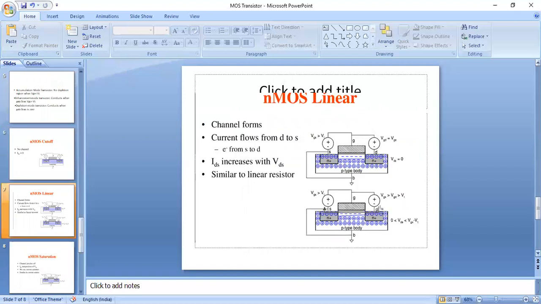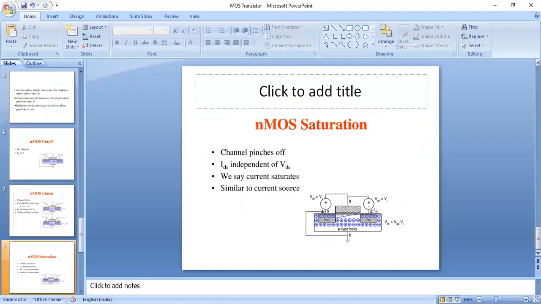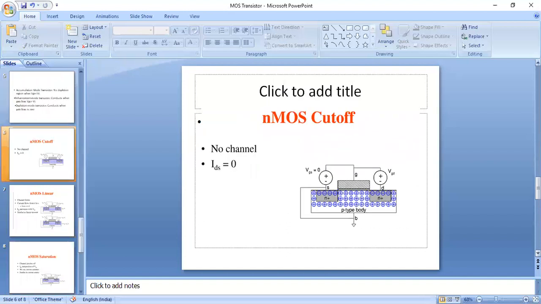Based on these mode operations, this MOS transistor always acts as a switch when it is in either the cutoff region or the saturation region. The NMOS transistor is said to be a switch when it is in cutoff, in the off state. So the IDS current, the drain source current, is 0.